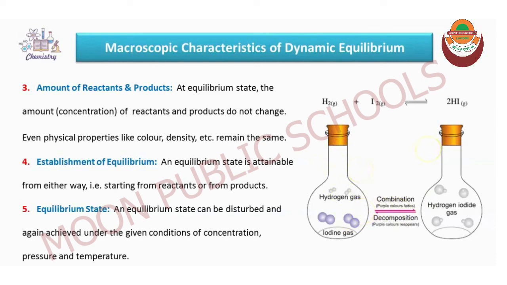So the equilibrium state can be disturbed and again achieved under the given conditions of concentration, pressure and temperature, given conditions which are essential for equilibrium.